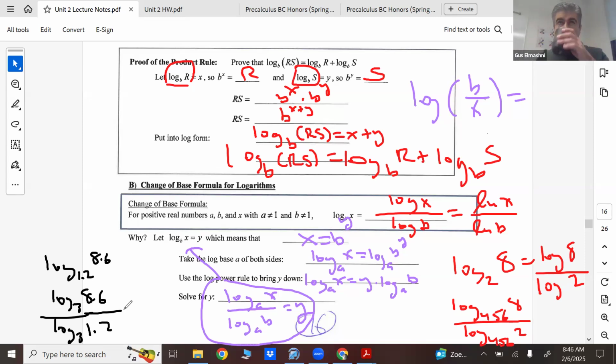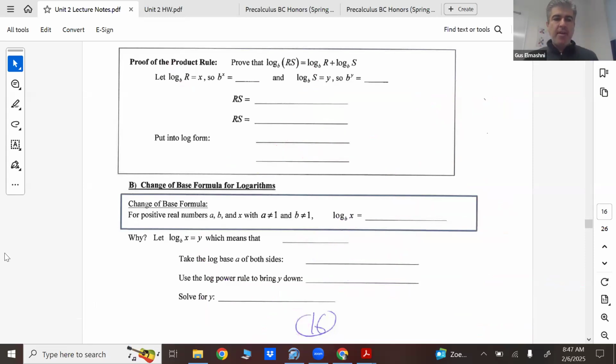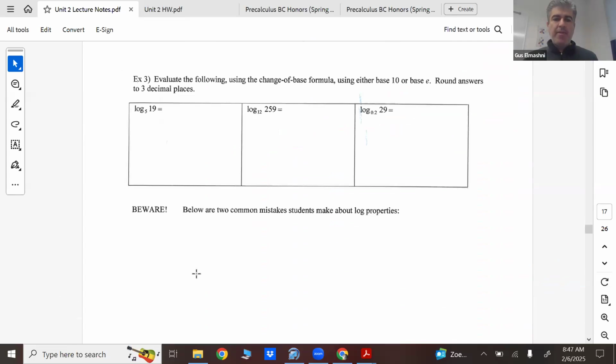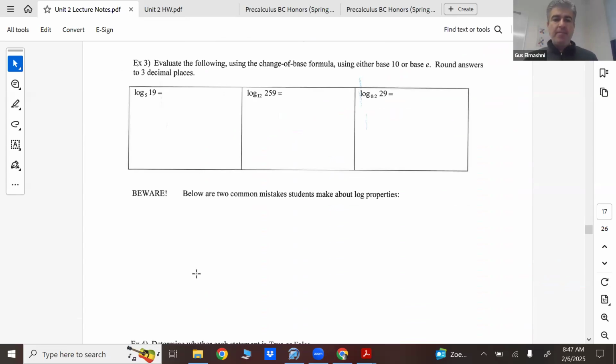I think sometimes we're going to have to use these rules in calculus, when you're doing more advanced calculus stuff. Not this year, though. We are going to do calculus when we come back from ski week. Just know those properties because you have to tap into them. So over here: use the change of base formula, use either base 10 or e, and round to 3 decimal places.